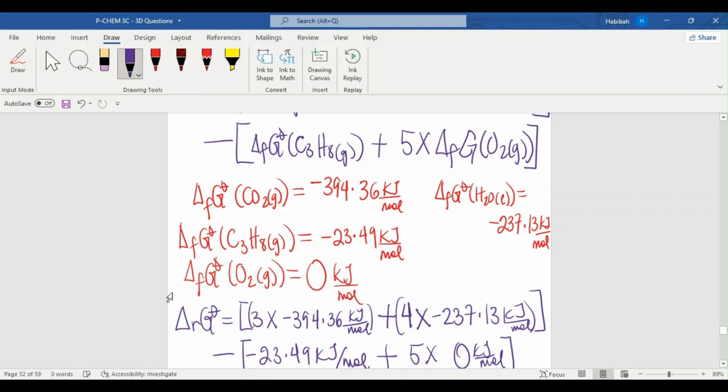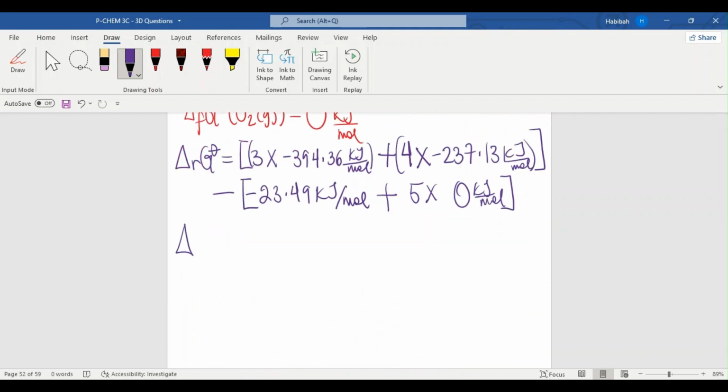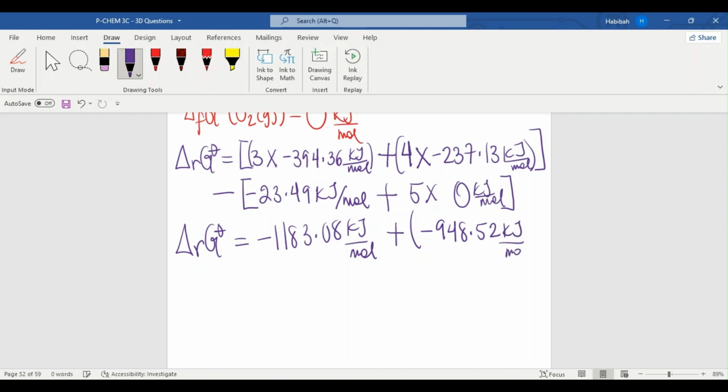So yeah, now I hope you guys have written it all out. So you have the standard Gibbs energy of reaction to be three times negative 394.36 kilojoule per mole, which is the same thing as negative 1183.08 kilojoule per mole. That's one, plus four times negative 237.13 kilojoule per mole, which will be negative 948.52 kilojoule per mole. Minus is just simply plus 23.49 kilojoule per mole, and then plus five times zero is just simply zero. So just say plus one large zero.